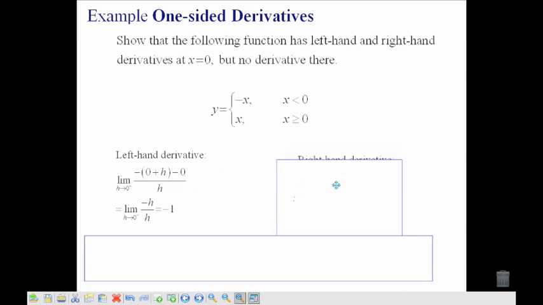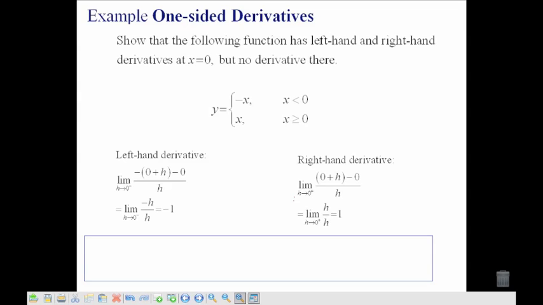On the right side, again, we're going to use the point 0, but we're going to be using the function that's coming in from the right. And so I'm using h approaching 0 from the plus, and again I'm plugging in 0, but this time I end up with a positive 1 when I simplify this. So we notice that on one side we're getting a negative 1 slope, on the other side we're getting a slope of 1. Now notice what this function is.